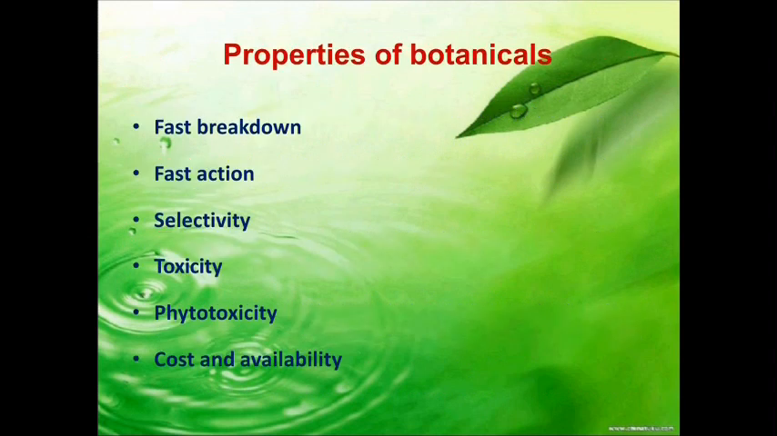These are some of the properties of the botanical insecticides. Botanical insecticides break down fast, have fast action, and are selective, attacking only selective insects. They are very toxic in nature, there is no phytotoxicity, and they are very reasonable and easily available.